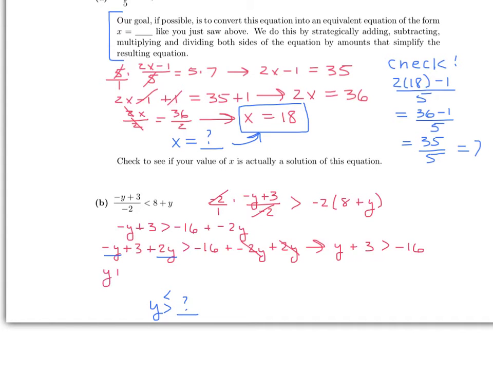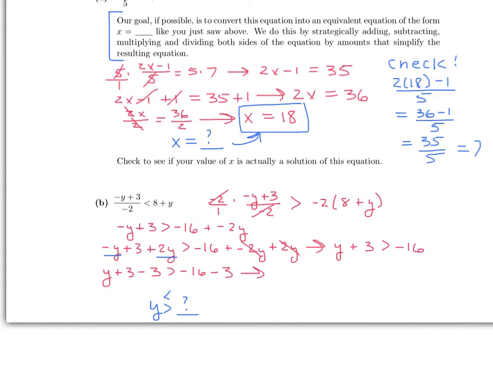So I take my left side and I subtract 3 from it. And then I also subtract 3 from the right side. Subtracting 3 from both sides does not cause us to have to reverse the inequality symbol. It's fine the way it was.